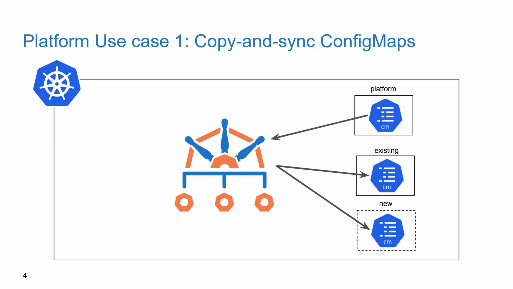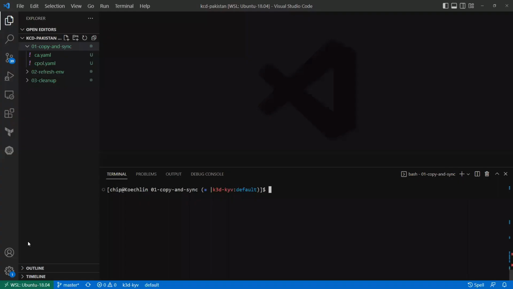We can use Kyverno in this case to clone and then synchronize that config map down to both existing namespaces and new namespaces. And here in the diagram, you can see that we're going to source the config map from a namespace called platform. And then we're going to push it down to an existing namespace named existing. And we'll also create a new namespace called new. And we want and expect the config map to be pushed down to both of those locations. So let's flip over here and go to our demo.